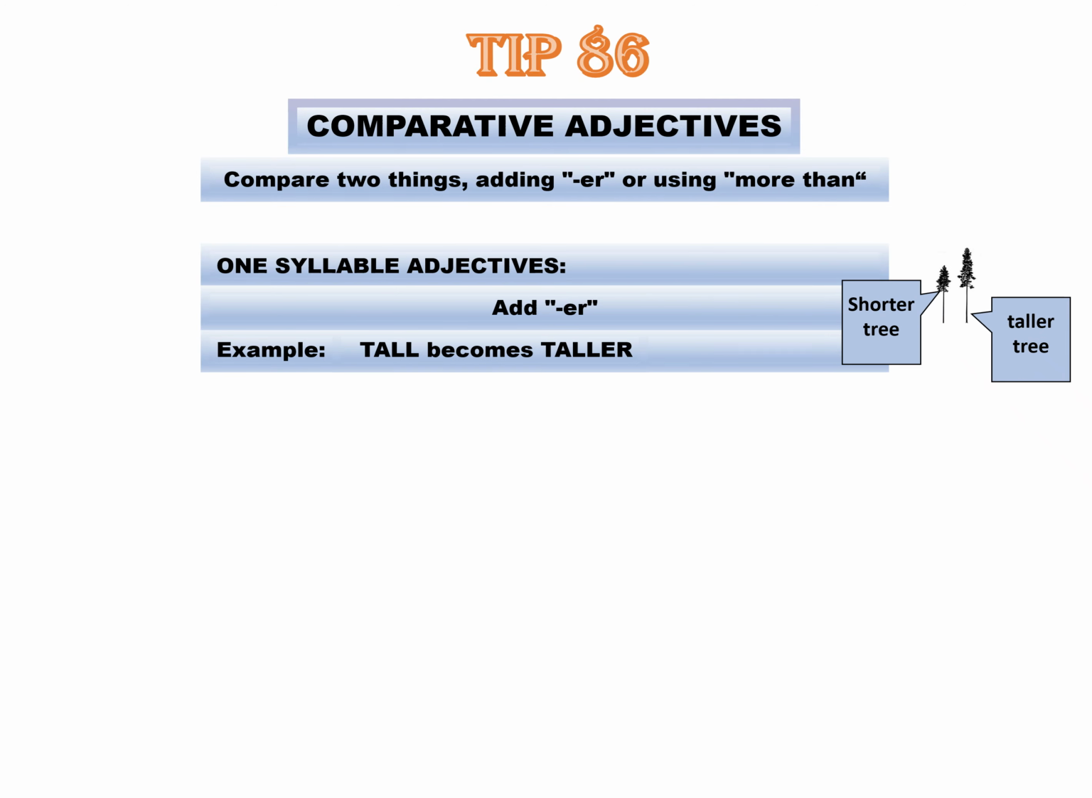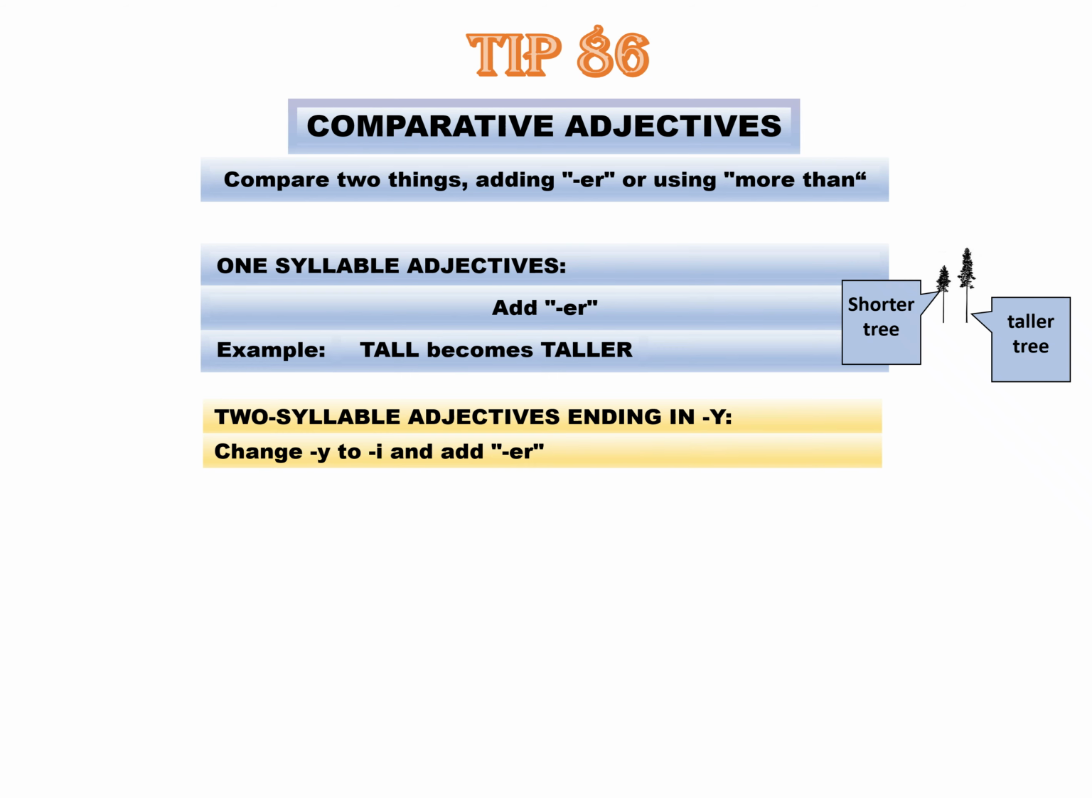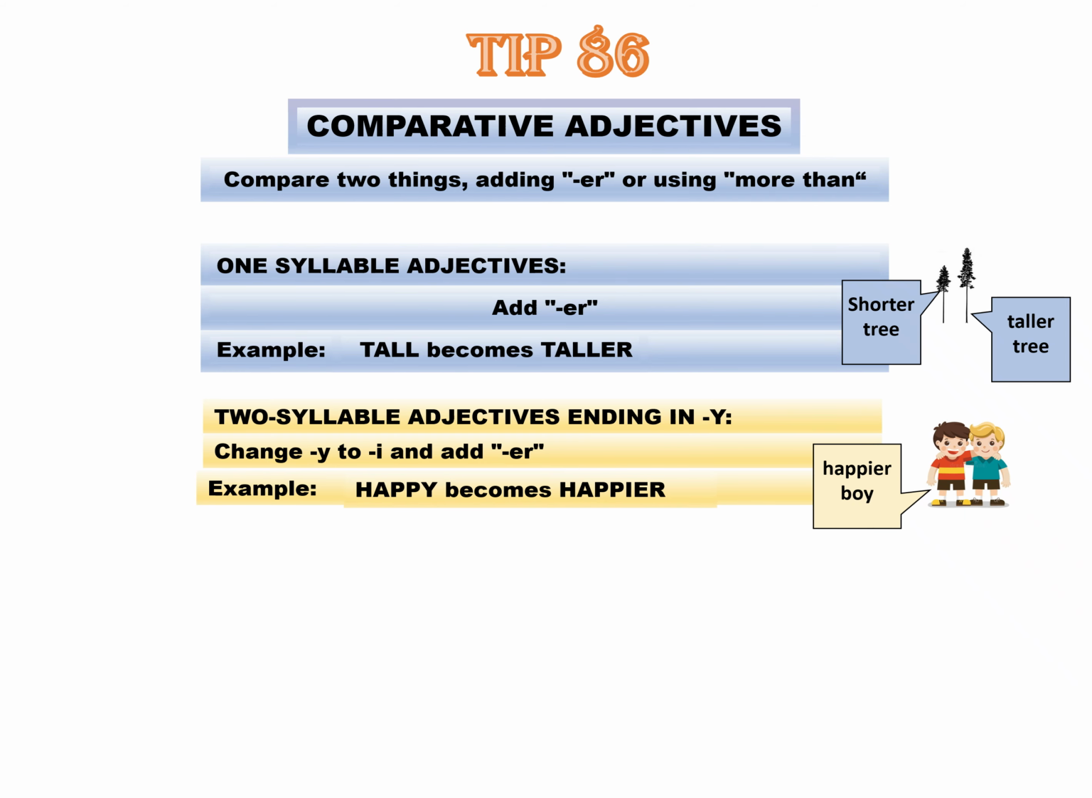Tall becomes taller. Shorter, taller. Two-syllable adjectives ending in y: change y to i and add -er. Example: happy becomes happier. Happier boy.